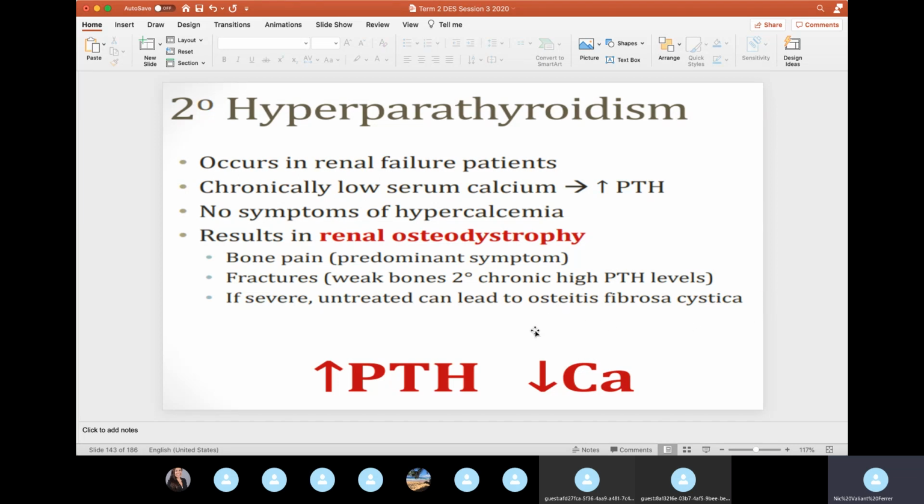You're going to learn this one in term 4. Osteitis fibrosa cystica, wherein the muscle can become bone. The muscle can become bone. So secondary hyperparathyroidism, you have an increased PTH. However, you have low serum calcium.